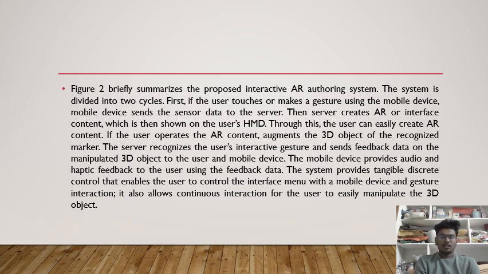The server recognizes the user's interactive gesture and sends feedback data on the manipulated 3D object to the user and their mobile device. The mobile device provides audio and haptic feedback to the user using the feedback data. The system provides a tangible discrete control that enables the user to control the interface menu with a mobile device and gesture interaction. It also allows continuous interaction for the user to easily manipulate the 3D object.